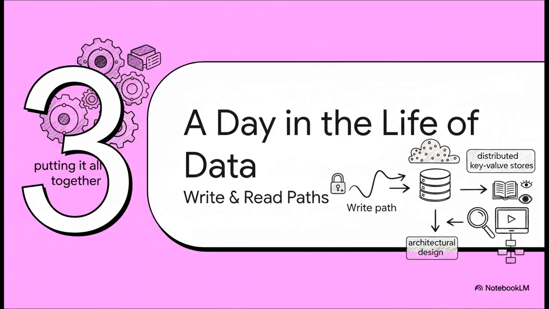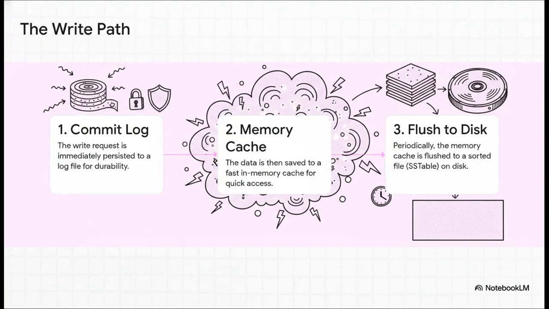Okay, we've gone through a lot of the theory. Let's put all the pieces together now and follow a single piece of data on its journey from the moment you hit save to the moment you ask to see it again. So when you write new data, the first thing that happens is it's instantly logged to a file on disk. That's for safety, so it's not lost if the power goes out.